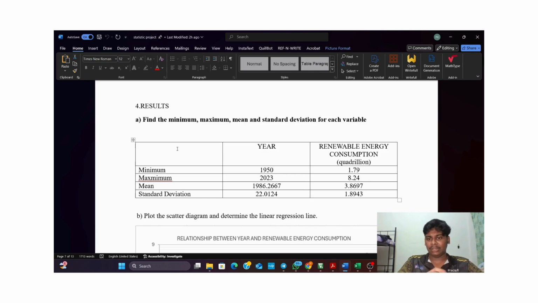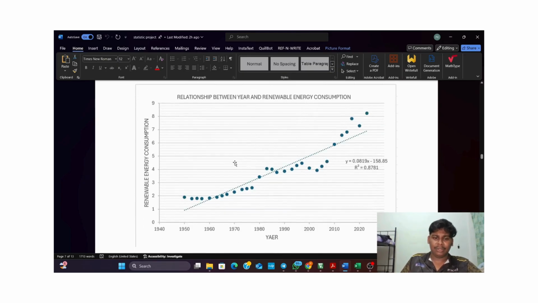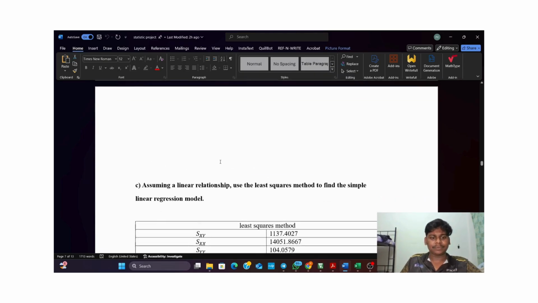For this, we can use the calculator to get the data: input the data into the calculator and press statistic, which will show the minimum, maximum, mean and standard deviation. Okay, for part B, plot the scatter diagram and determine the linear regression line. For the X axis we use year and the Y axis is the renewable energy consumption, and the line is going upward and the R square we get is 0.8781.